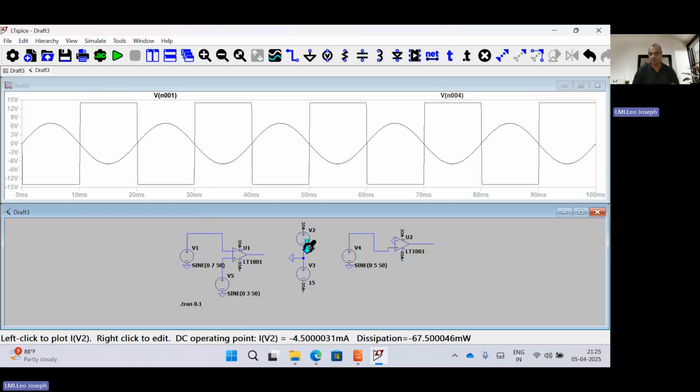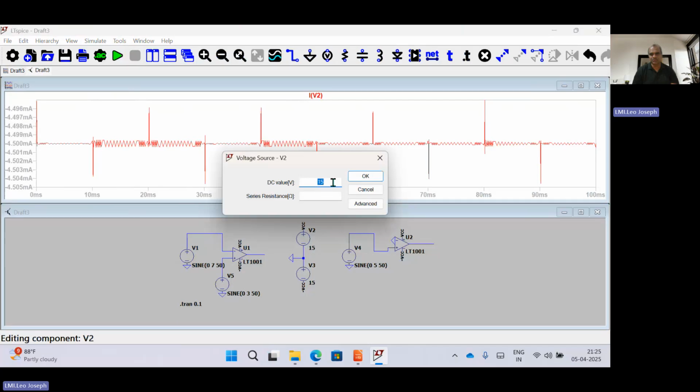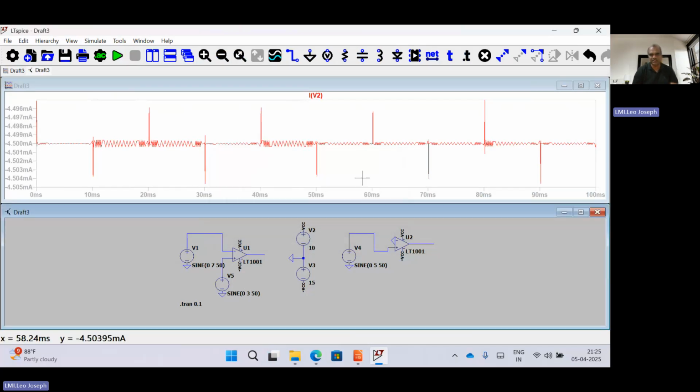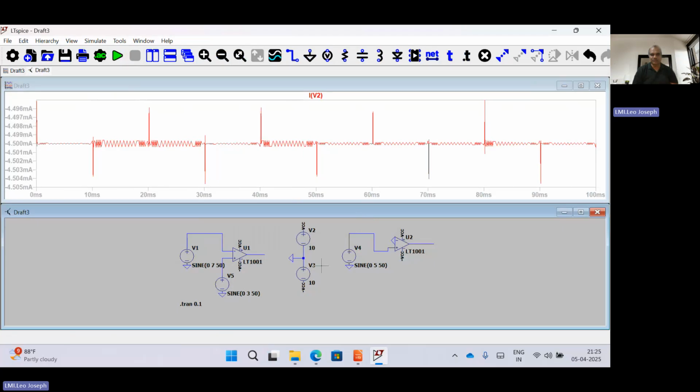If you give a biasing voltage of 10, then this voltage will reduce to 10 volts. That also we will see here. Once it is realized, you can understand. So instead of 15, I am changing this to 10. Okay. And instead of 15, I am changing this to 10. So what is expected? Instead of the 15 volt saturation point, it will get saturated at 10 volts itself. That is the main thing.